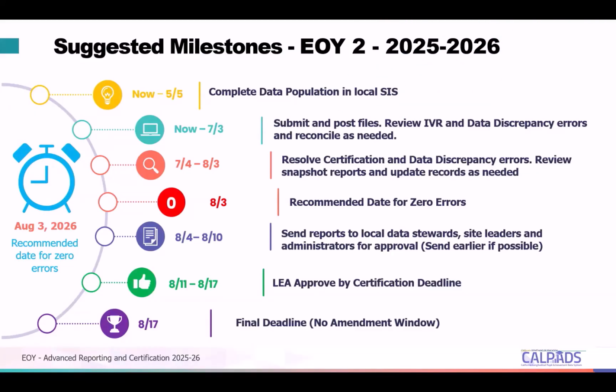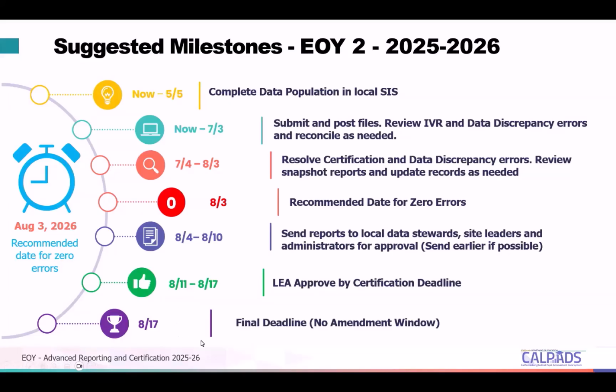Now, after that, you want to submit your reports to your site leaders and data stewards and administrators for them to approve, and it goes through the same process. They may come back with some discrepancies that they have identified, and you need to make a few more updates, and you want to get your data approved by August 17th. That is the final certification deadline.